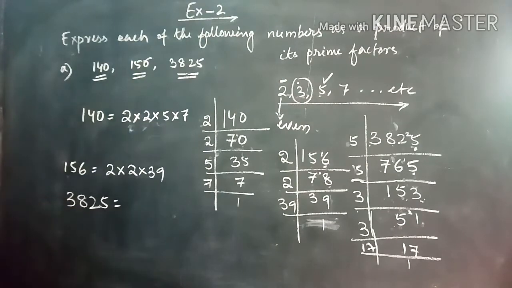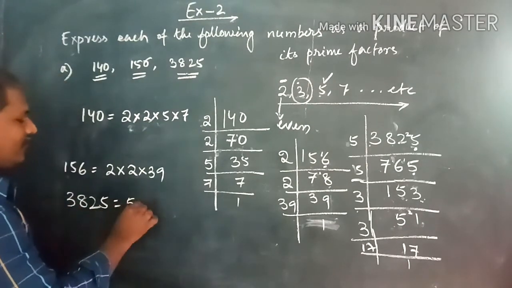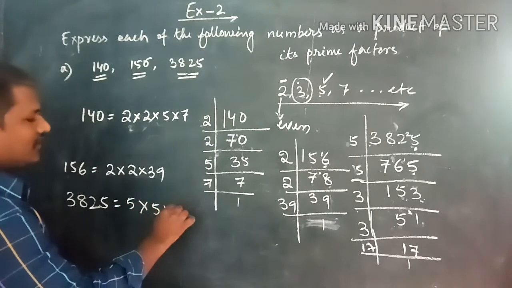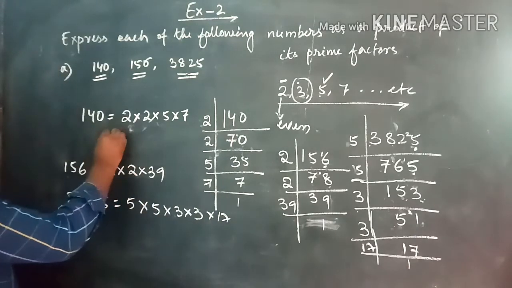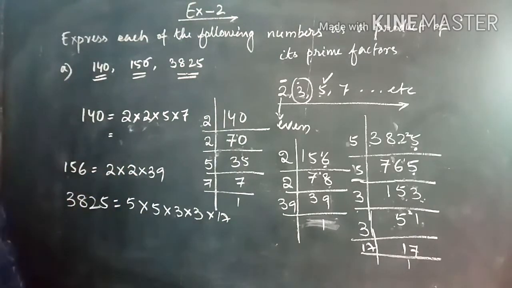The product of 3825 can be written as 5 into 5 into 3 into 3 into 17. All these products can also be written in the exponential form.